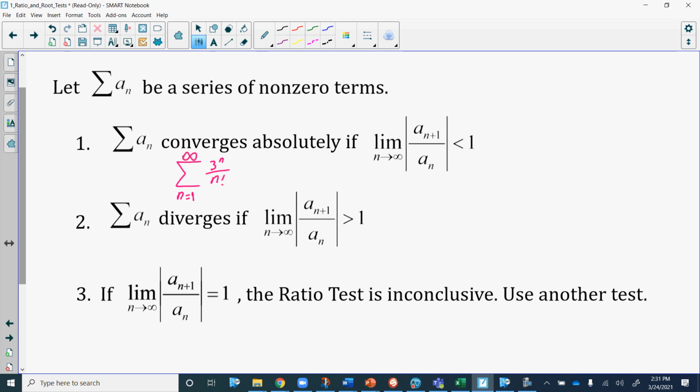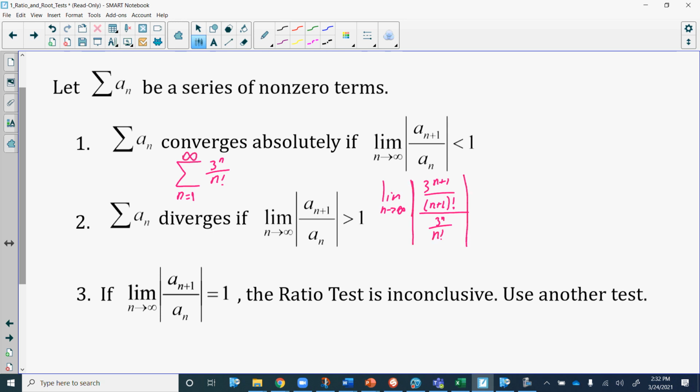Now, if you notice, the ratio test obviously is going to take something over something else. So in the example that we have, I would say something like the limit as n approaches infinity of the absolute value. So here, a sub n plus 1 is going to just add a 1 anywhere I have an n term. So I would have 3 to the power of n plus 1 over n plus 1 factorial. And all of that is going to be over the original term, which would be 3 to the n over n factorial.